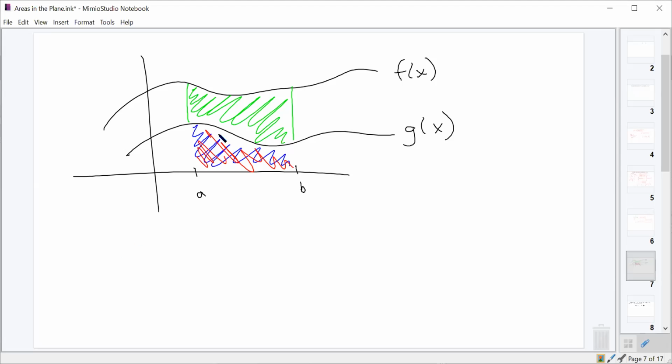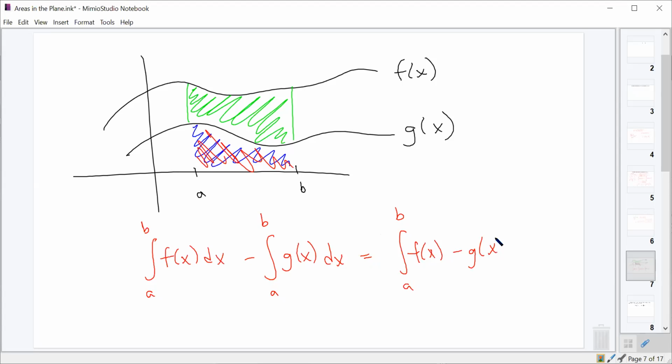So the area between f and g should be the integral from a to b of f of x dx minus the integral from a to b of g of x dx, which, if we wanted to, could be combined together into one integral: the integral from a to b of f of x minus g of x dx. You all agree with that?